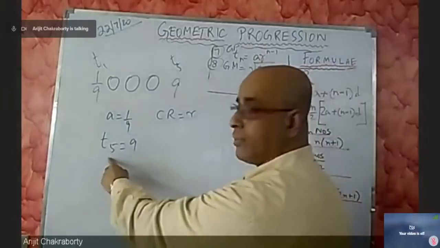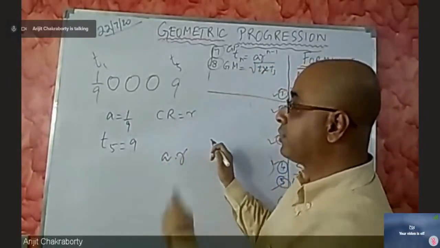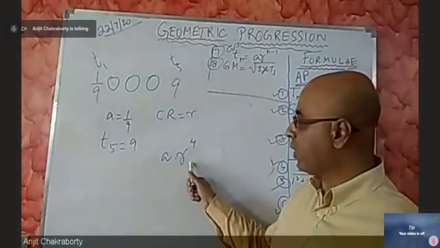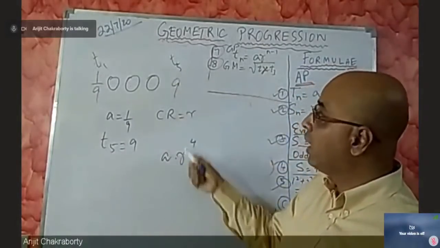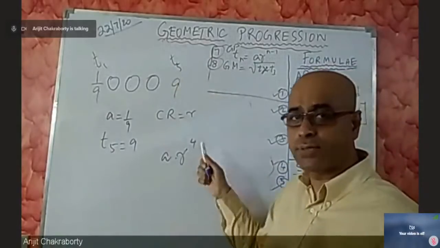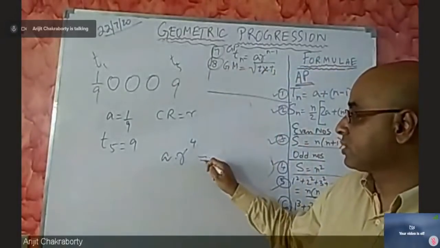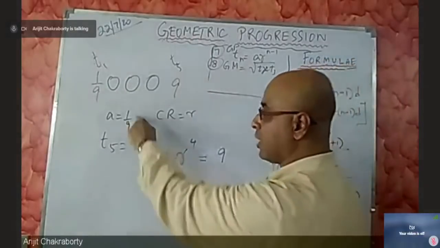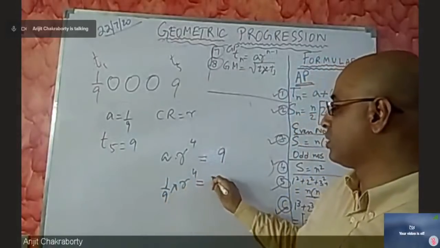The formula is AR to the power n minus 1. So I can write the fifth term as A into R to the power 5 minus 1, that is 4, because here R we don't know, and n is 5. So n minus 1 is 4. So AR to the power 4 is equal to 9. We know A is 1 by 9, so I put 1 by 9 into R to the power 4 is equal to 9.